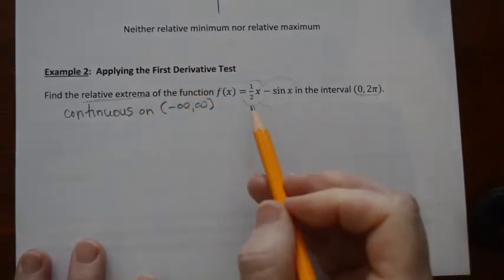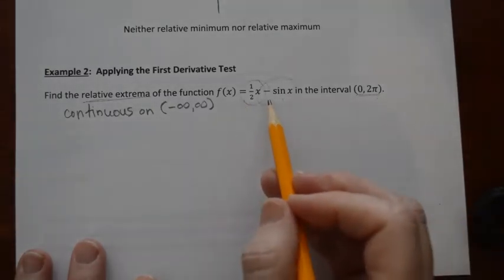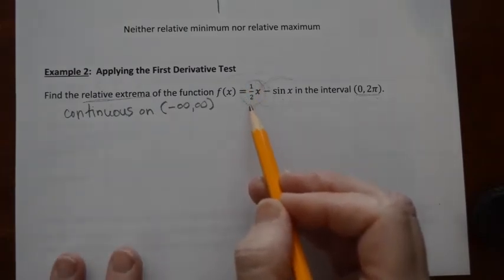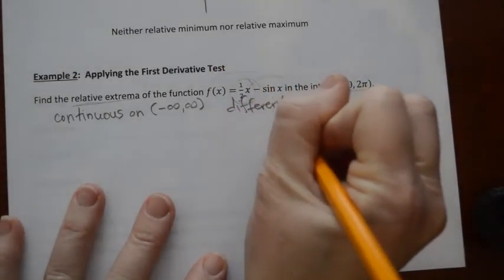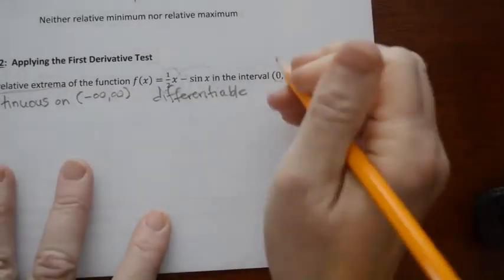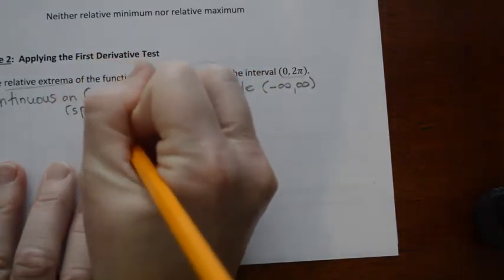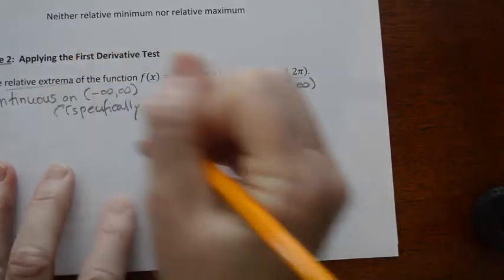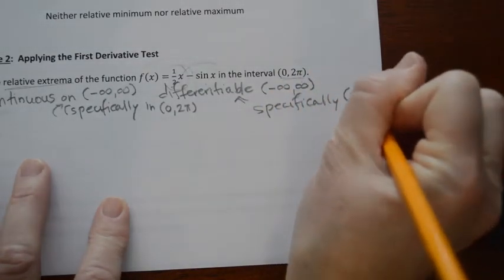All right, so then we would like to know if it is differentiable everywhere, and the derivative of sine is cosine, which is differentiable everywhere. The derivative of a polynomial function is continuous everywhere, so it is differentiable everywhere. But we'll say specifically in 0 to 2 pi.